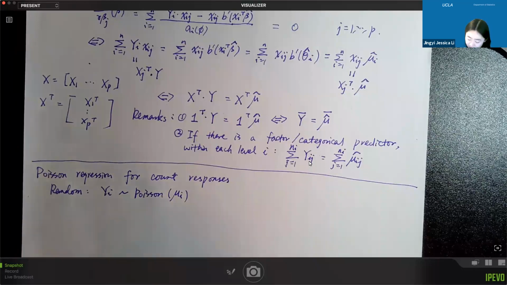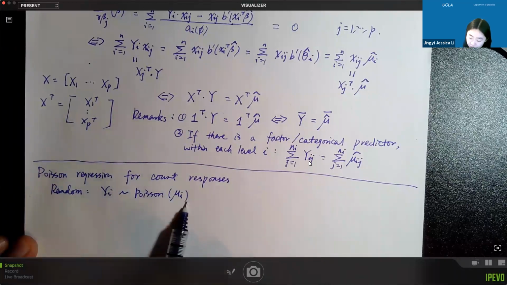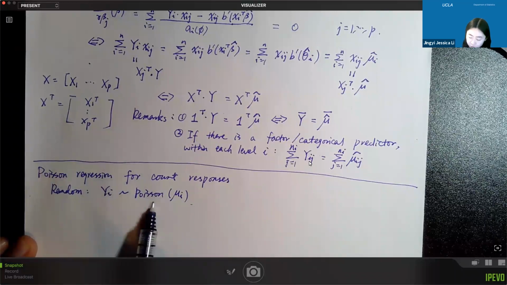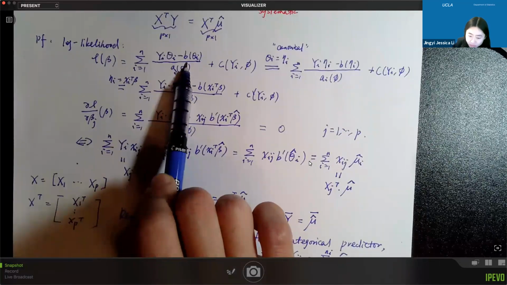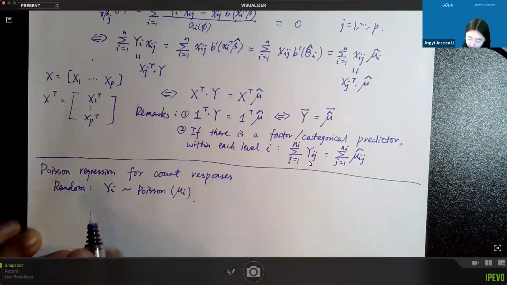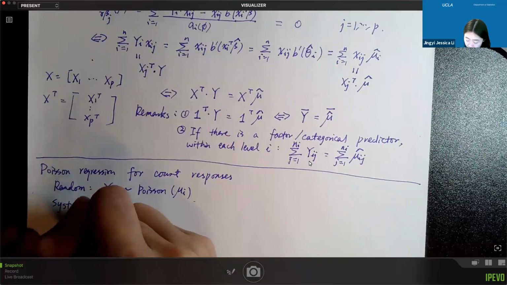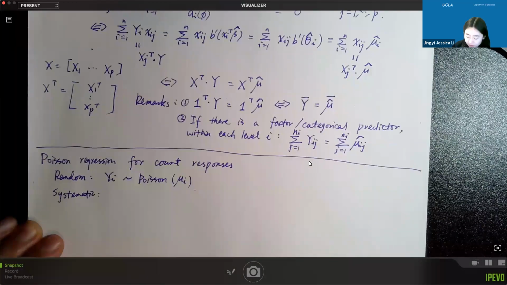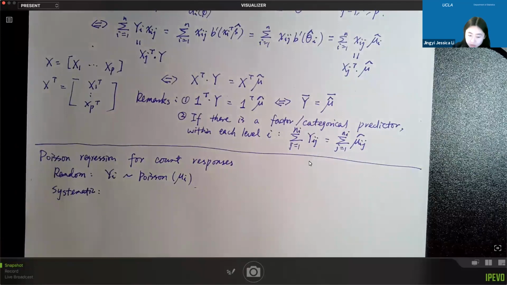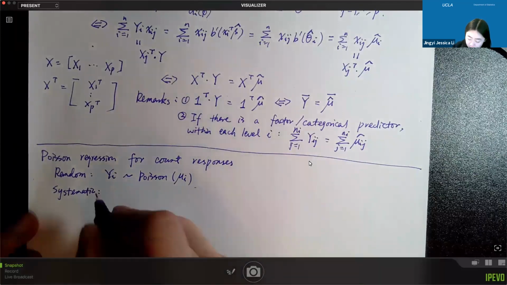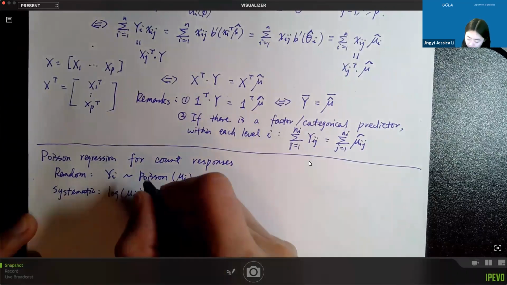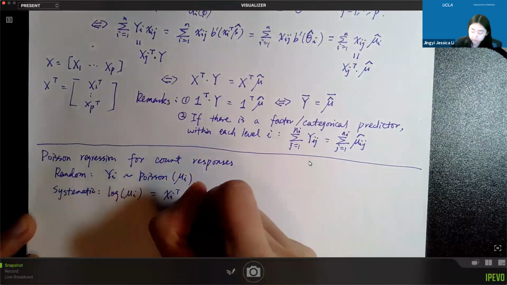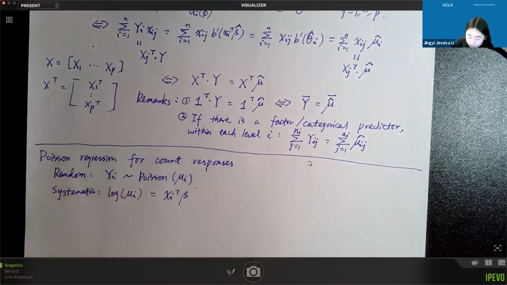Given the random structure, we can write down the Poisson distribution using the exponential family density form. And then we can show that the canonical link function is a log function. This is, I think, in your homework, to verify the form for the Poisson. So then we have the link function as the log, and we assume this is a linear predictor, xi transpose beta. So this is quite straightforward.